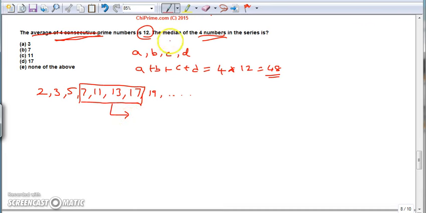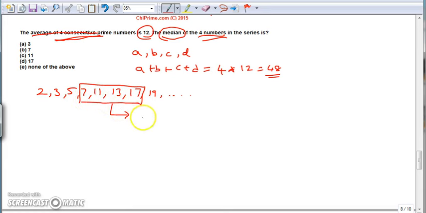So now the question is asking us, what is the median of these four numbers? Now, if you remember, the median of a data set is given by the central number in the sorted data set. 7, 11, 13, and 17 are sorted already. They're given to you in sorted order, or rather, you've created them in sorted order. So now you want to find the central number in this data set.